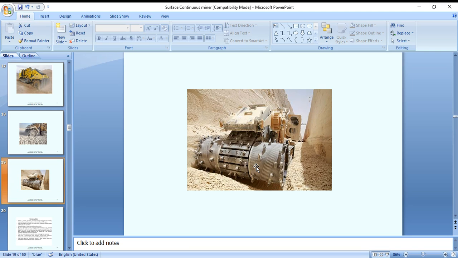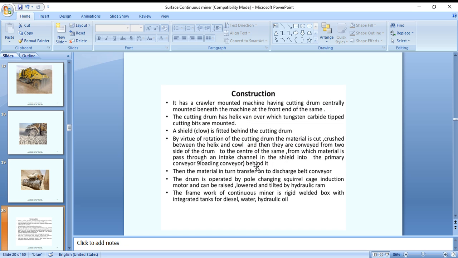See, this is also the same single drum, the front drum system, not the middle drum system. Most of the limestone mines are using this type of surface continuous miner. Now, coming to the construction point of view. So far, we have observed all the images of the continuous miner parts, various moving parts, and the basic structure of the two models: one is the middle cutter type and the other is the front cutter type.